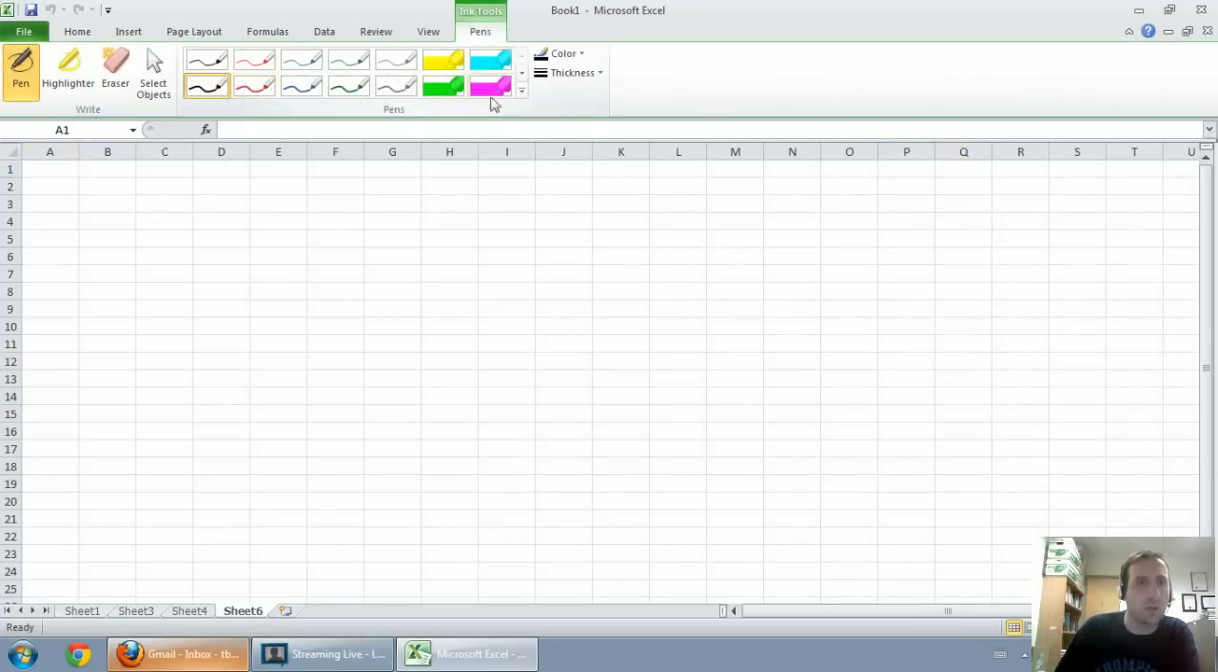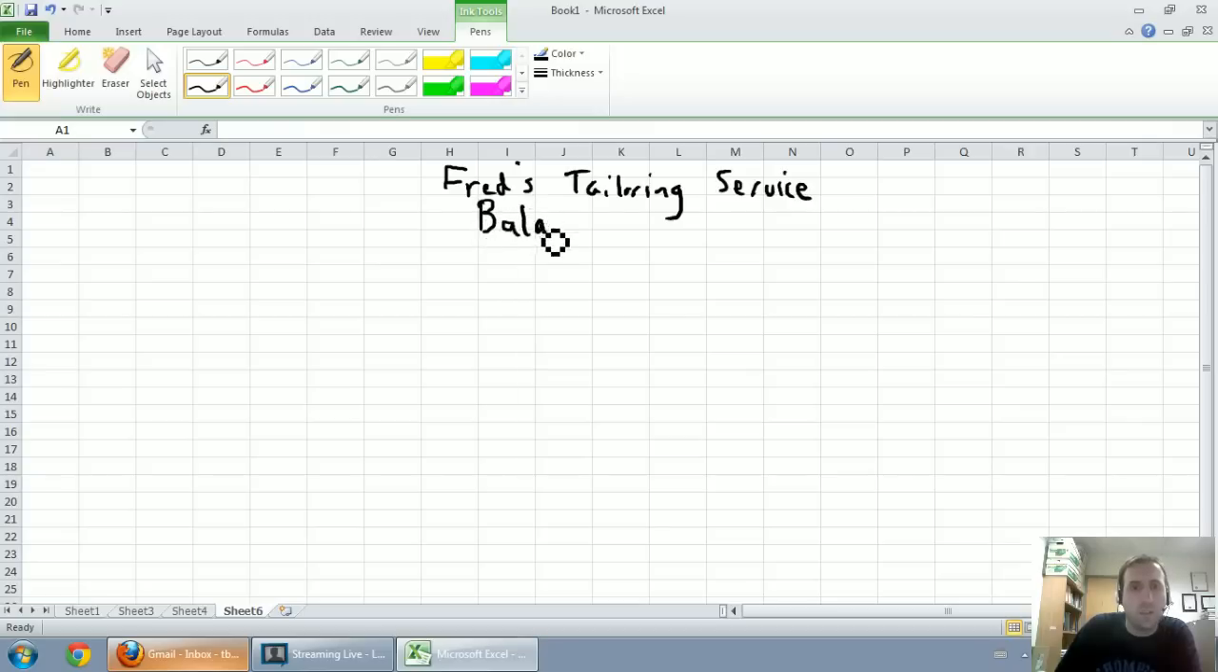As always, we're going to start with the title. The title of this balance sheet is the name of the company, Fred's Tailoring Service. The name of the financial statement, this is a balance sheet, and the date. And for the income statement and for the statement of retained earnings, we said for the year ended and then the date. With the balance sheet, we're going to say as at, and then we're going to give our date.